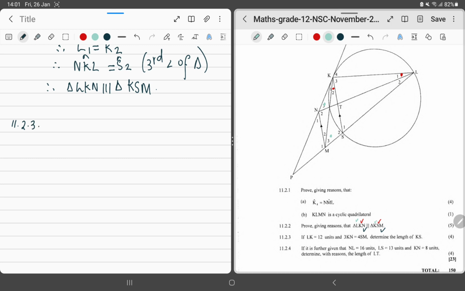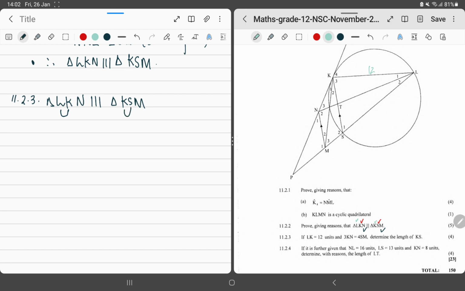11.2.3. If LK is equal to 12 units, and 3KN is equal to 4SM, determine the length of KS. Excuse me. So we are going to use the proof there. We will say triangle LKN is similar to triangle KSM. Let me just fix that. That is an N.